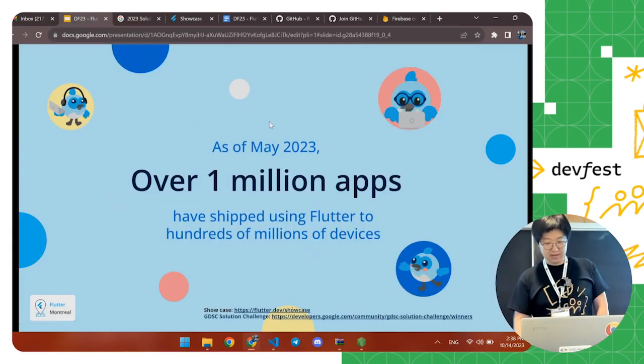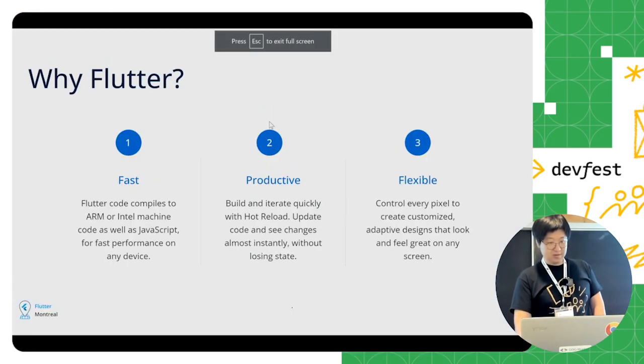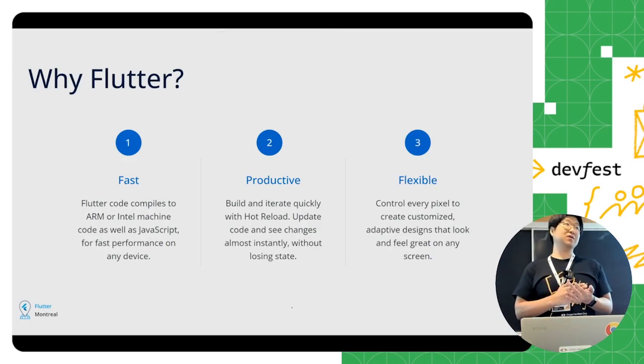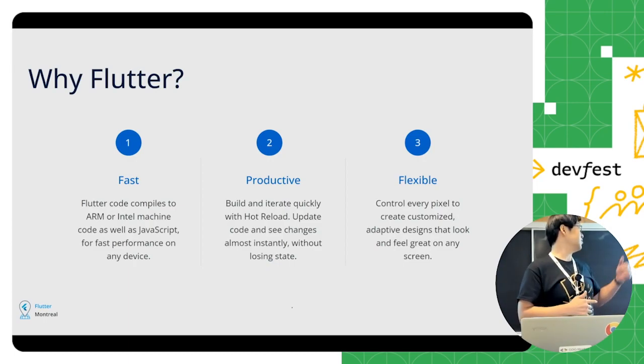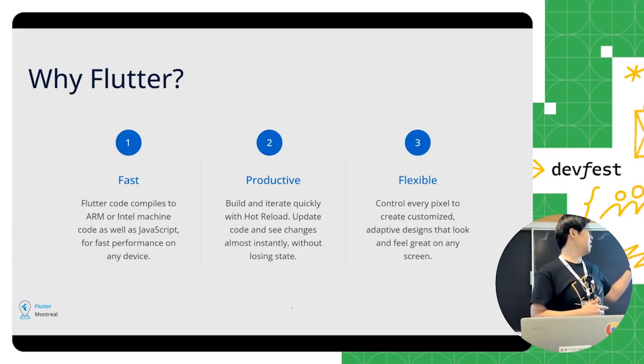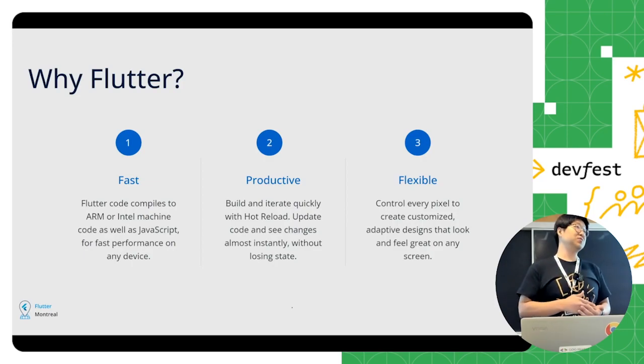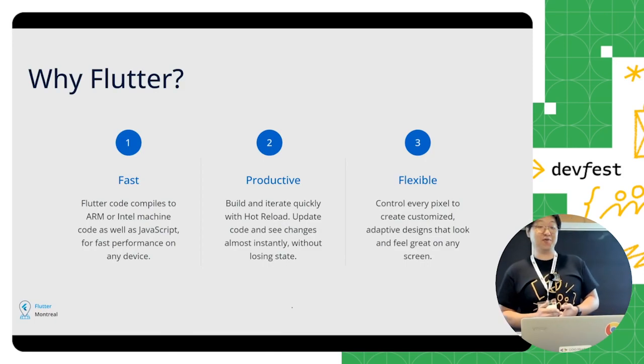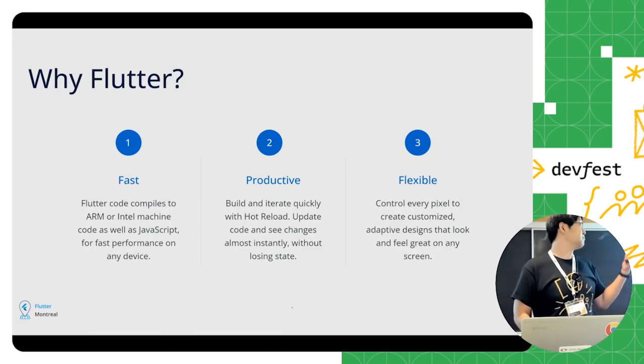Okay, let's go back. So why Flutter? Flutter is really fast. I told you it is the Dart language, but it compiles into the native platform. So if you're using an ARM-based CPU or Intel-based, it compiles into native code. So it's not Java, it's not Kotlin, it's actually running in native code, right? That's why it's so fast, and then it's productive.